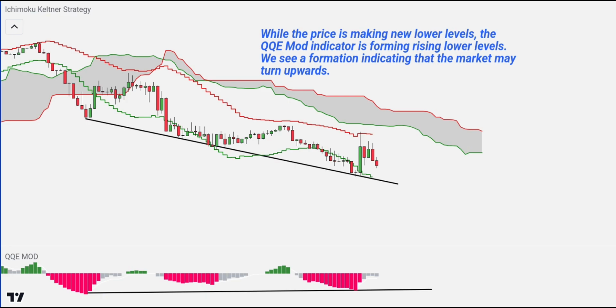Let's now take a look at a long position example. While the price continues to make new lower lows, the QQE mod indicator is forming new higher lows, creating a positive divergence between price and the indicator. This formation indicates that the market is approaching a potential upward reversal.